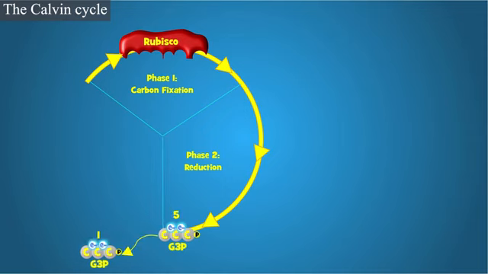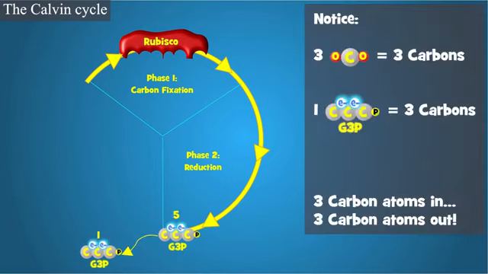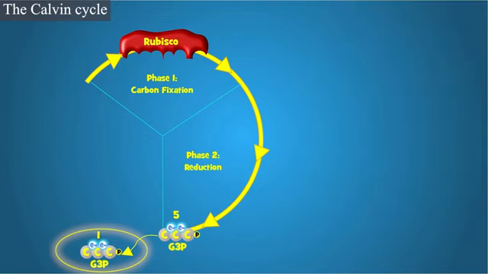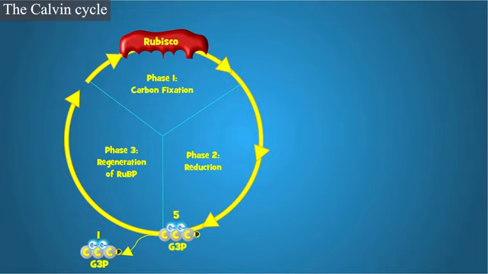Notice that for every 3 molecules of CO2 brought into the Calvin cycle, there's a net gain of 1 G3P. 3 carbons in, 3 carbons out. Makes sense, right? Phase 3. Regeneration. Notice in our model that only 1 G3P is removed from the cycle, but 5 more remain. These 5 G3P molecules get converted back to our starting compound, RuBP. Remember, the Calvin cycle is a cycle, so we need to make our starting compound again to keep the cycle going.